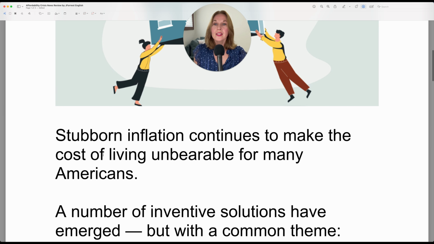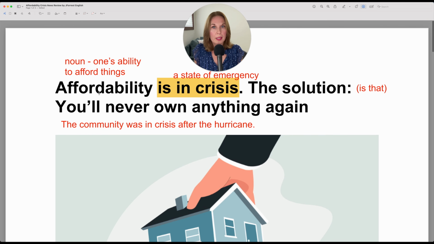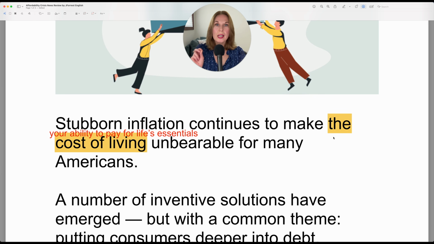Now let's keep reading. Stubborn inflation continues to make the cost of living unbearable for many Americans. So here, the cost of living, this is your ability to afford your daily essentials, food, rent, water, electricity, transportation, the cost of living. So this relates to affordability, your ability to afford your regular things, your cost of living. Now, this is a phrase, so you need to make sure you're using the correct words, the cost of, and then living. Don't replace this with life or lives or anything else. It's the cost of living, the cost of living.